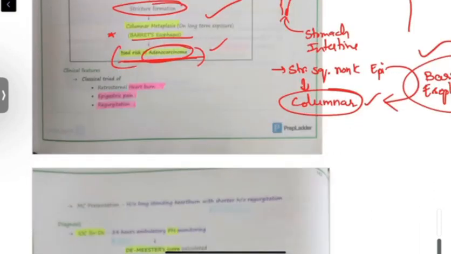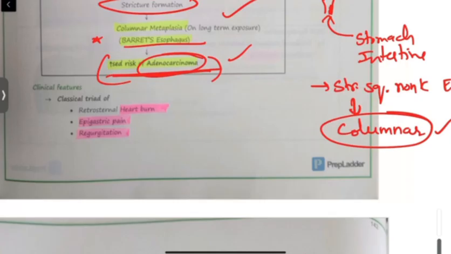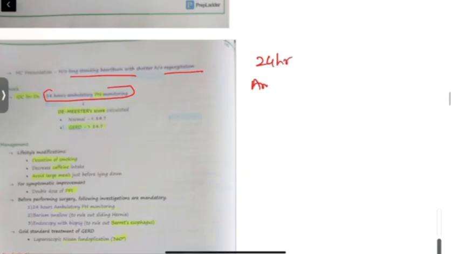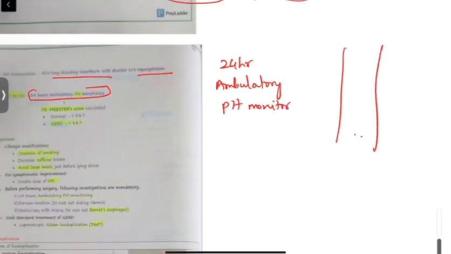So what will be the clinical features in case of GERD? Classical triad: reflux is increased, so heartburn, epigastric pain and regurgitation. These are the classical triad. Most commonly, what will be the presentation of the patient? With long standing heartburn, along with that there will be history of regurgitation. So how will we diagnose this case? Investigation of choice is 24-hour ambulatory pH monitoring. Where do we monitor the pH? In the lower esophagus, the lower part of the esophagus, the pH should be measured. If it turns acidic because of gastric contents, it will turn acidic in case of GERD.